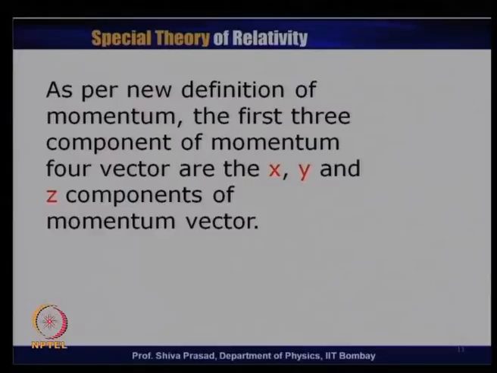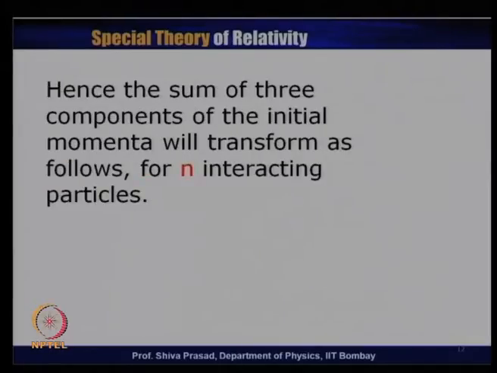Now, as per the new definition of momentum, we want to see whether it obeys this universality condition. As per the new definition of momentum, the first three components of the 4-vector are the x, y and z components of the momentum vector. That is what we have discussed. Hence, the sum of the three components of individual momentum would transform as follows, and now I make it general. Instead of talking about 2 particles, I talk of n particles.